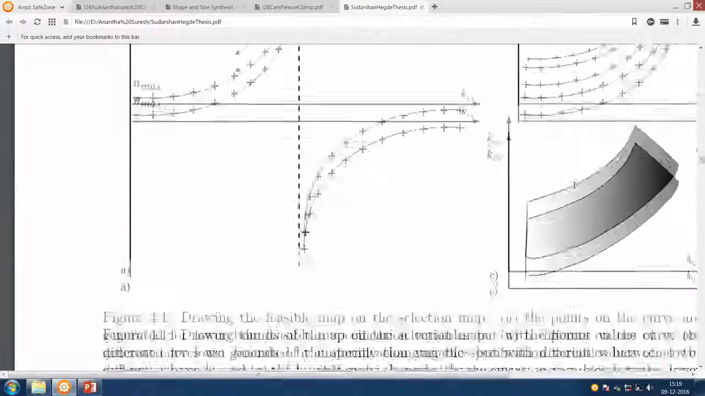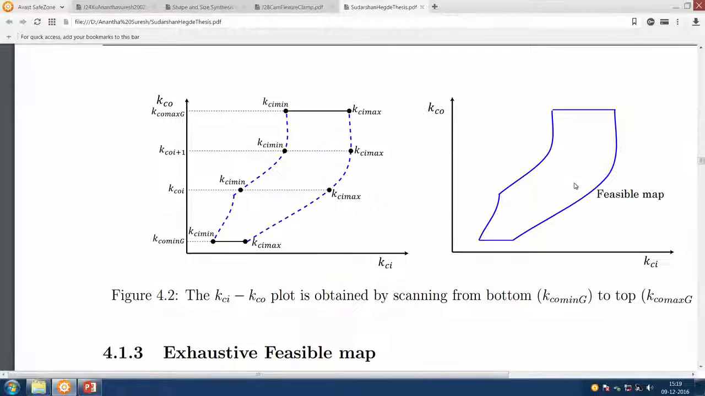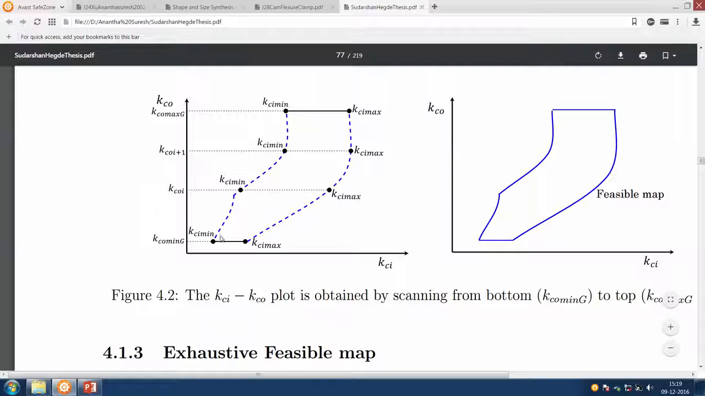A typical problem that we would pose here is like this. Let us say I want to find these blue boundary curves that are shown here. Let us say this is the feasibility map that is going to be computed, but we have not computed it yet.